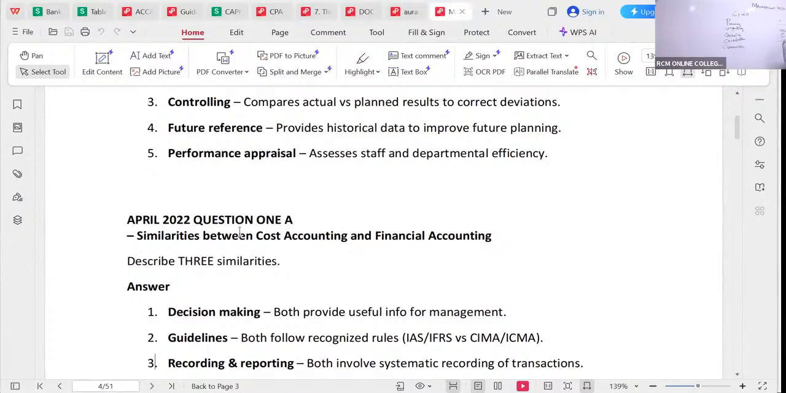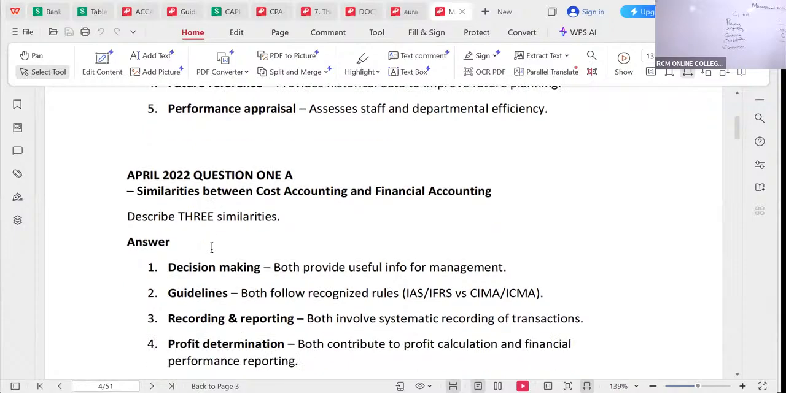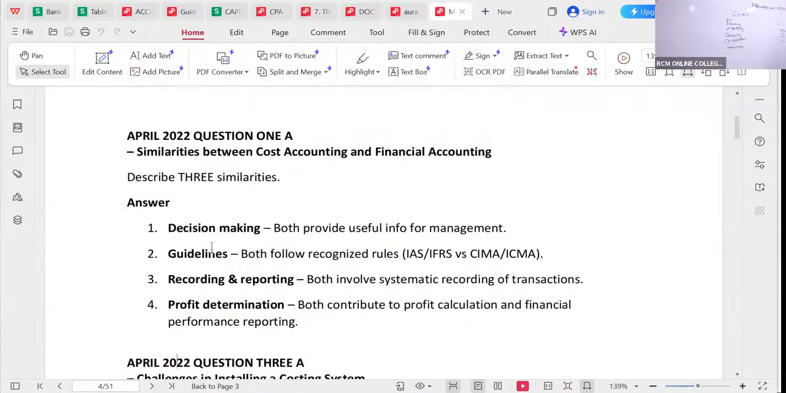Both are useful in terms of recording and reporting. Both involve systematic recording of transactions and profit determination. Both contribute to profit calculation and financial performance. Even costing, because in financial accounting we still have to do cost of sales. Of course, we don't get into very detailed granularity, but we are still able to do costing there.